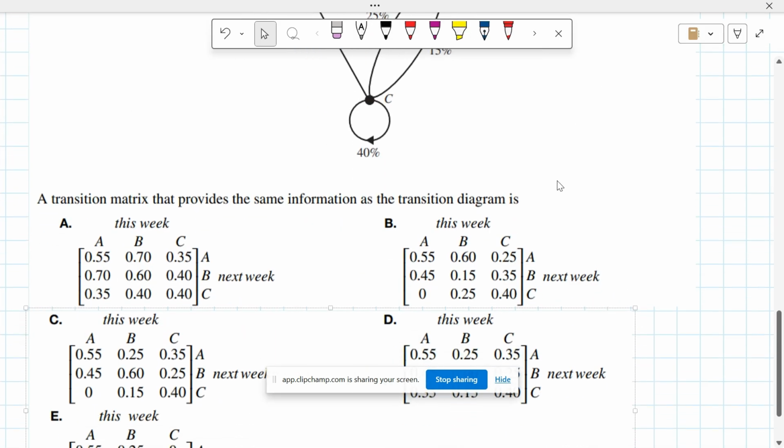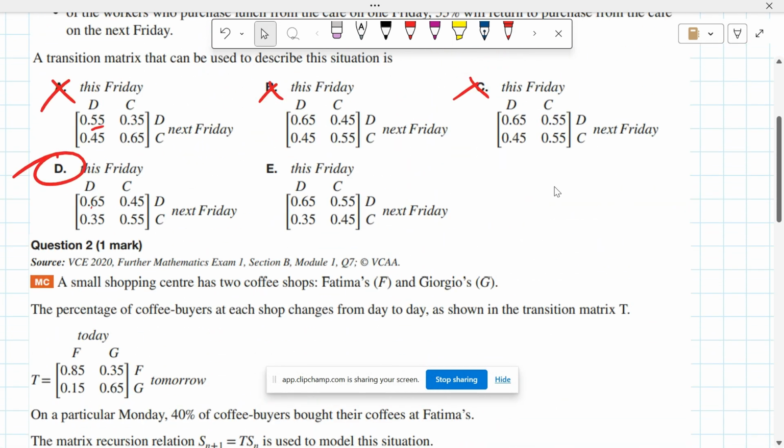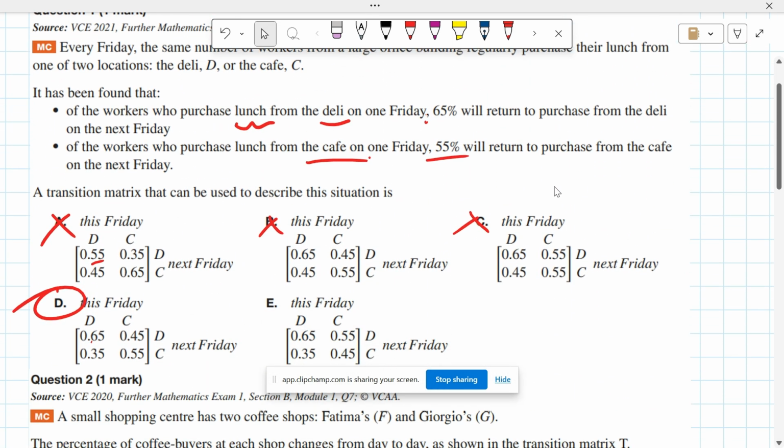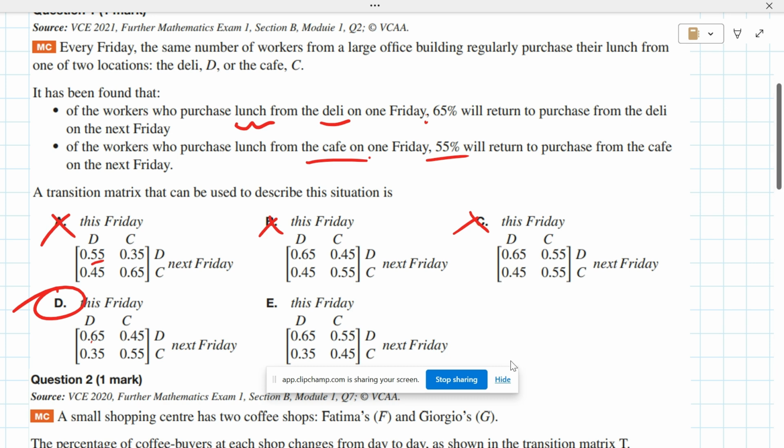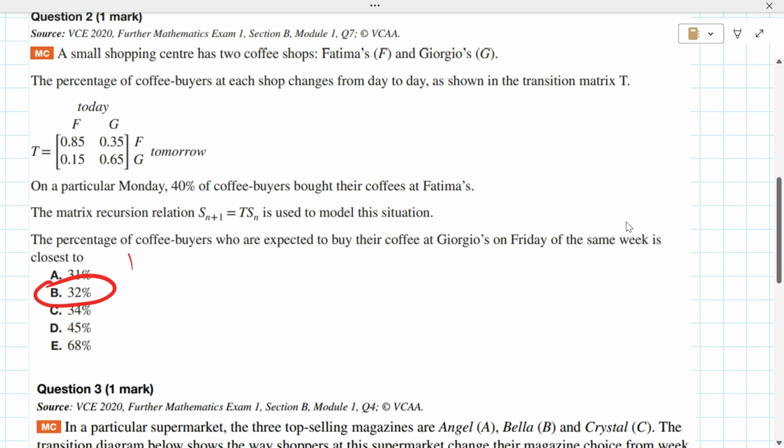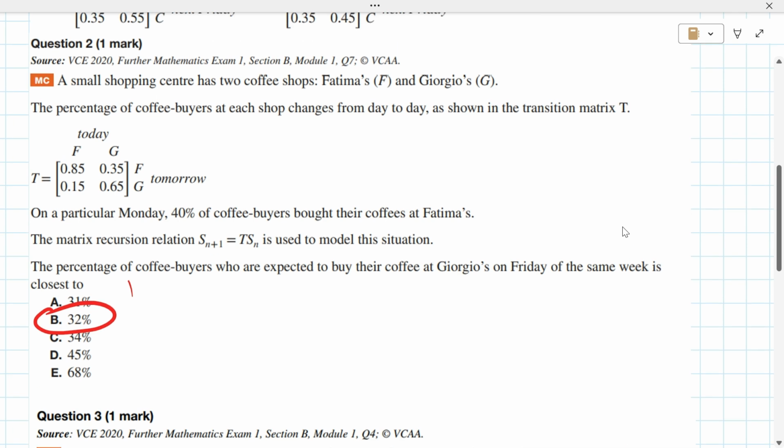Exam question. This is all transition matrices. Hopefully you can pause, feel free to pause it and have a look at the question, especially question 2 as well. 32% chance Friday, same weeks, and the closest to.